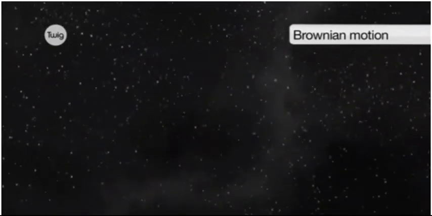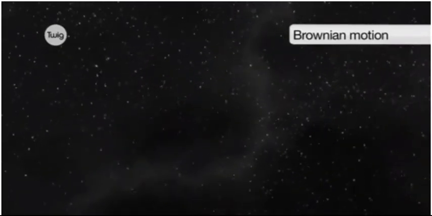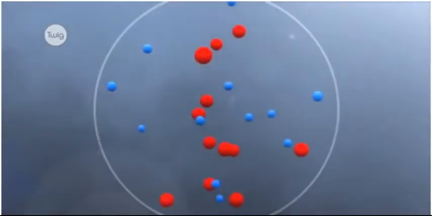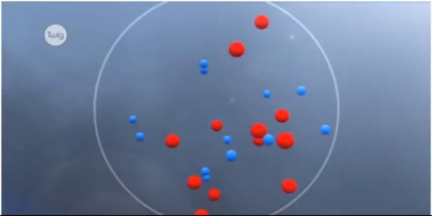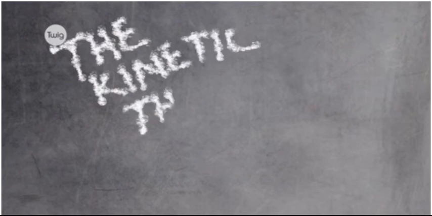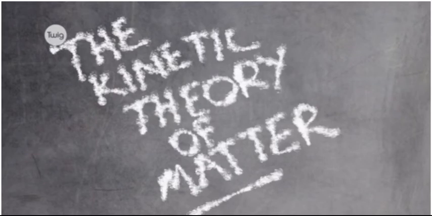But Brown himself couldn't work out what was causing it. It was Albert Einstein who realized the movement must be due to tiny, invisible molecules of water colliding with the pollen grains. Today, we call it the kinetic theory of matter.